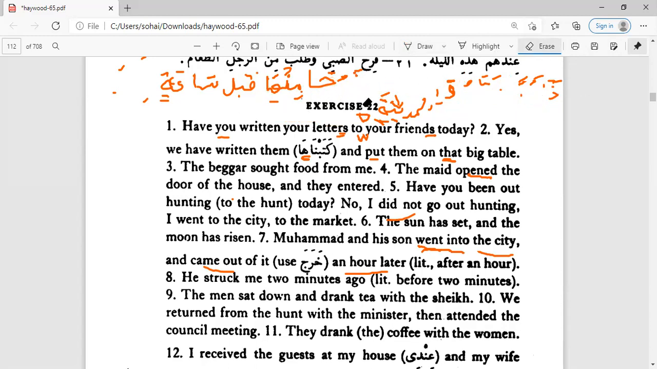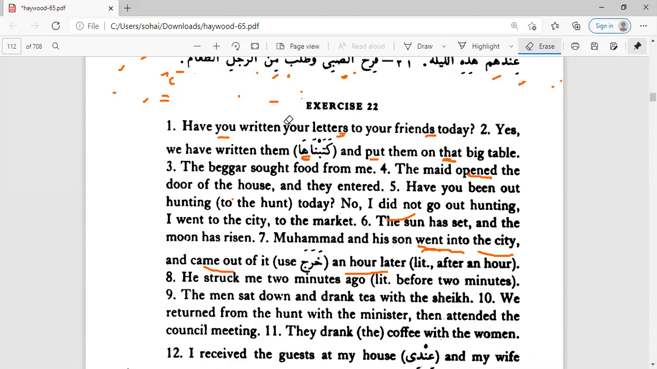He struck me. So how do you say to hit? How do you say he hit? And then he hit me. So it's going to be an attached pronoun on the verb. So it's going to be darabani.